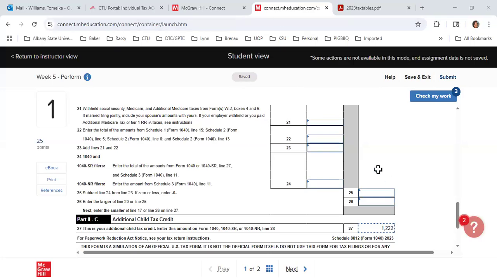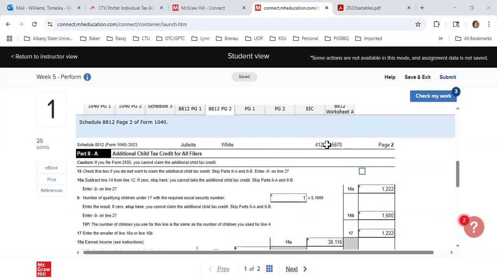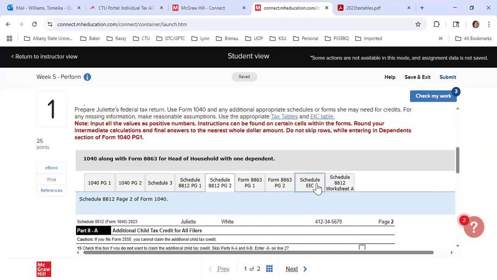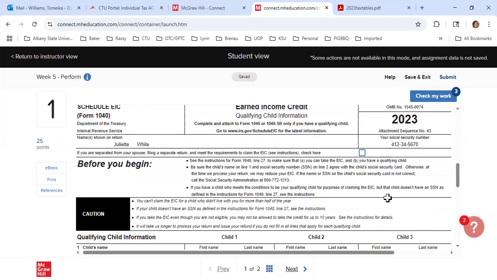Okay, thank you for confirming that. So now we're going to go to the Schedule EIC. It doesn't require any calculations here, but it is information that's needed to be recorded.